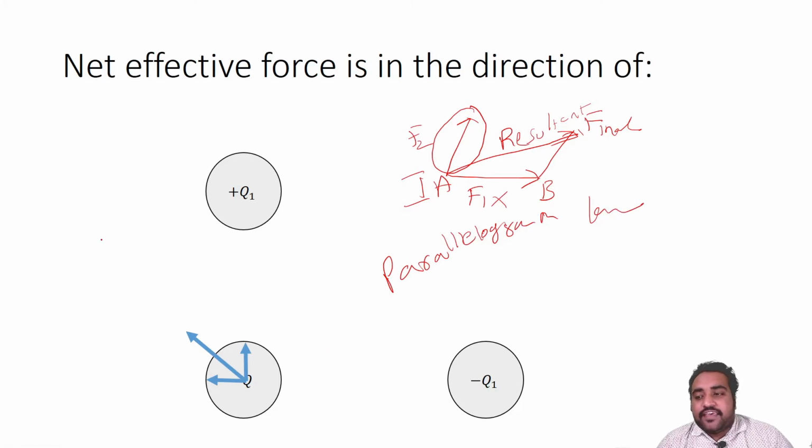Parallelogram law says if there are two forces acting on a body simultaneously, then the net resultant force is along the parallelogram formed by the two vectors. So imagine that this is the parallelogram, this is the resultant diagonal, that is same as what we got using the principle of superposition.